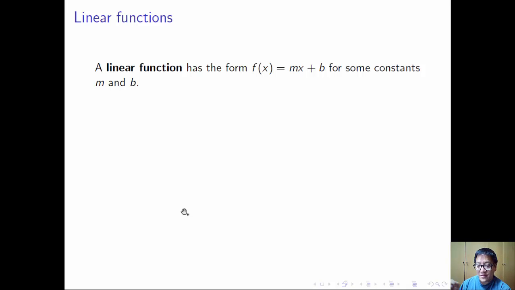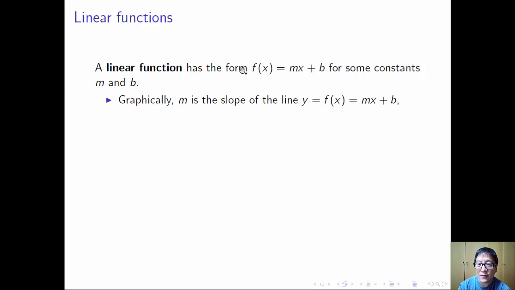All right, so now having talked about what this video is not going to do, let's get to it with linear functions. A linear function, as I hope you all know, has the form f of x equals mx plus b for some constants m and b. So graphically, what do these constants m and b mean? m is the slope of the line y equals f of x, which is mx plus b, and b is the y-intercept of that line.